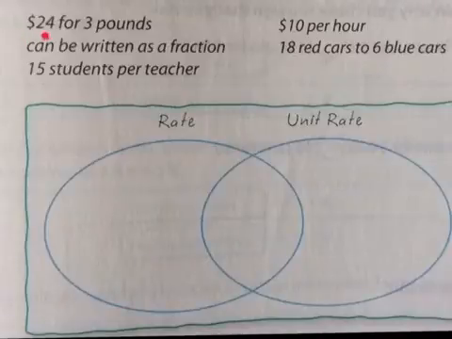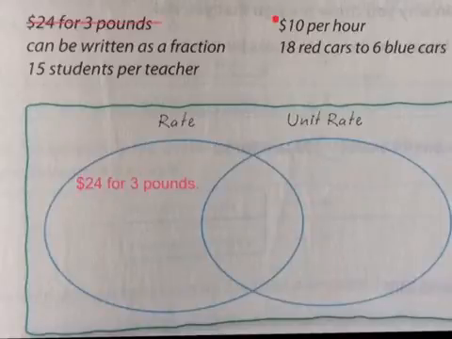So let's say $24 for 3 pounds. Okay, $24 for 3 pounds. If it were $24 for 1 pound, that would be a unit rate, and it would go right over here, but it doesn't. It's just a simple rate. It could be $8 for 1 pound, right? Because you divide them both by 3, then it would go here. But it's just simply a rate that will go here.